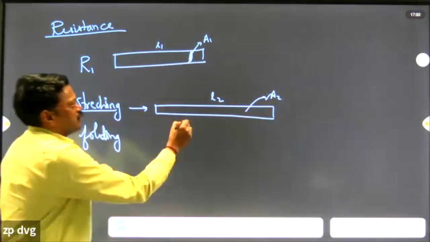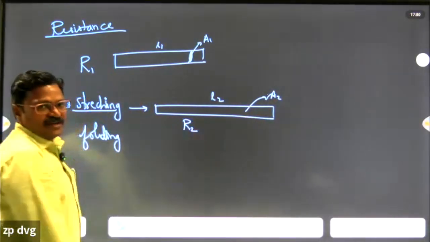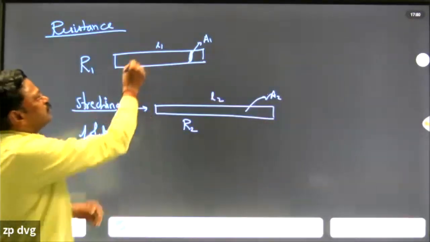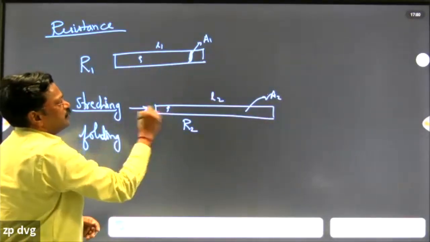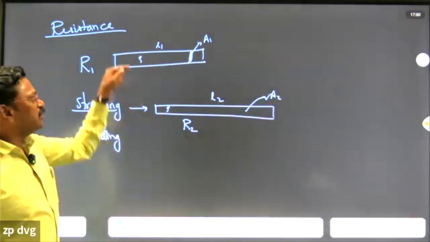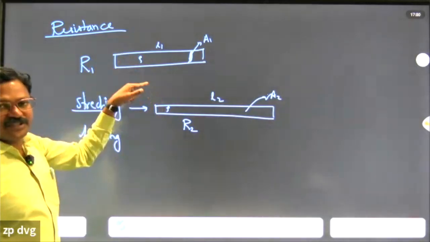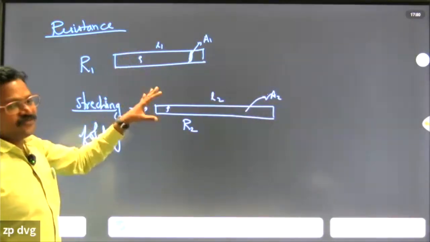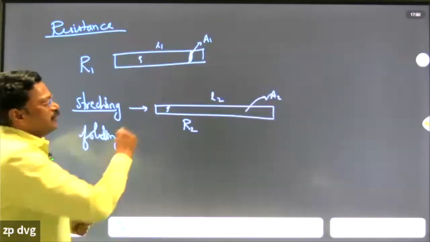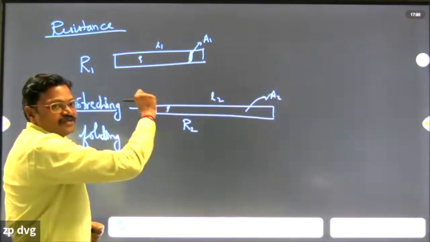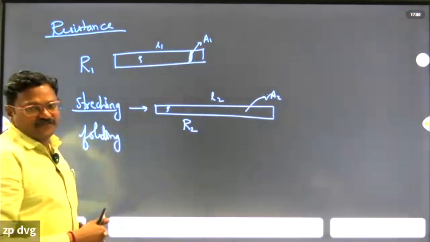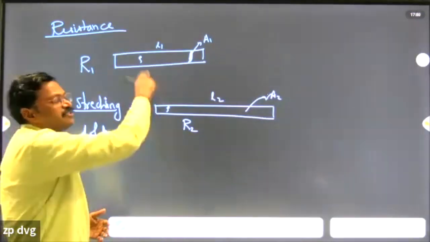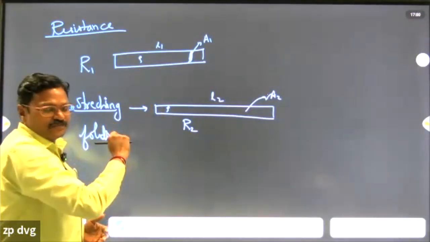Now what is the new resistance? Let the new resistance be called R2. See, it is the same wire, so its resistivity remains constant. So remember this, resistivity is not a function of dimension. Resistivity of a conductor is independent of dimension. Whether it is a thin copper wire or a thick copper wire, the resistivity of copper is constant. Resistivity is not changing with respect to dimension.